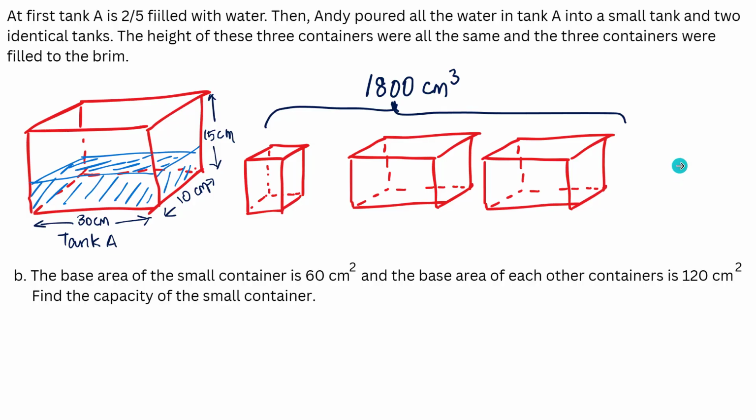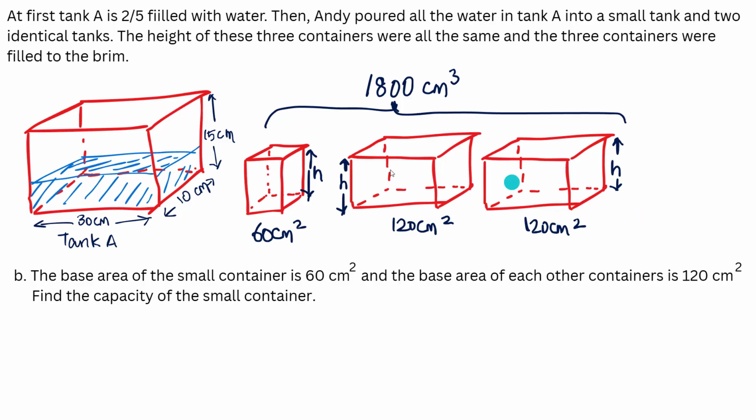And we also know that the height of these three containers, they are the same. So let's assume h is the height of the three containers. And what else we know? We know that the base area of this container is 60 cm square, whereas these two are 120 cm square. And we know the volume formula is length times breadth, which is actually the base area. So base area times height will give you the volume of this container. The same for these two as well. So let's write them down.